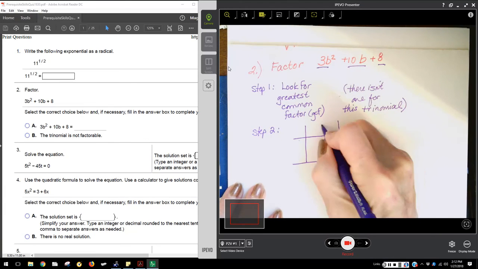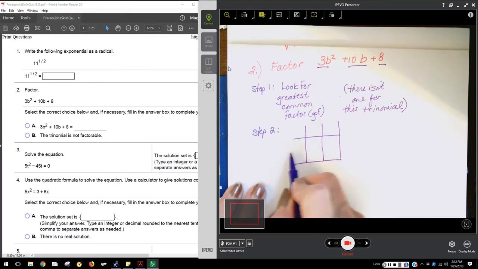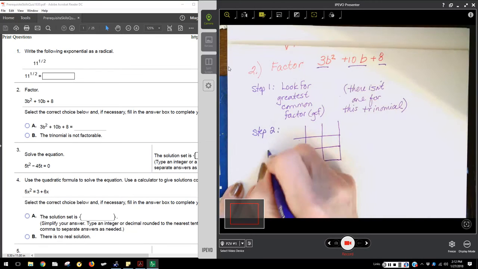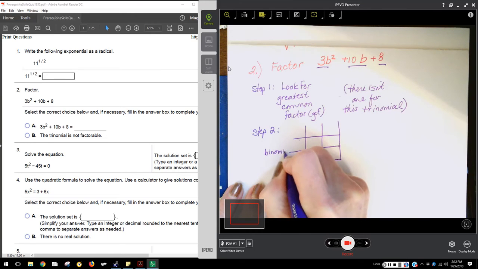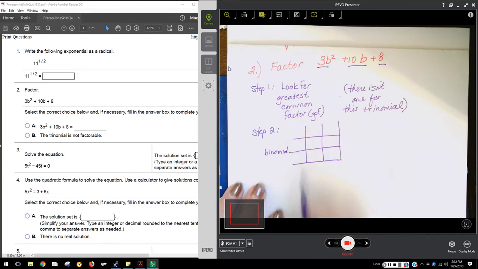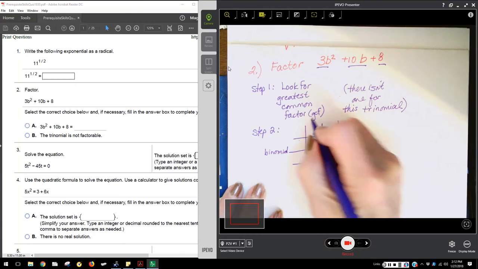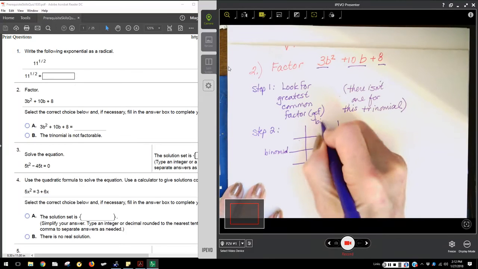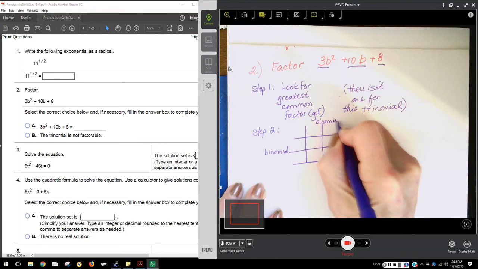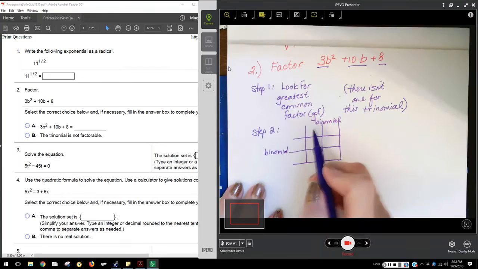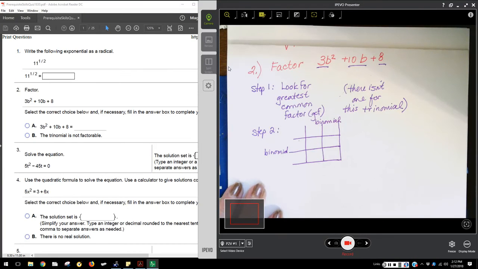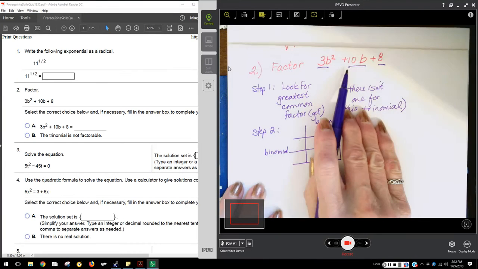Because when I ask you to factor this expression, what I'm asking you is: is there a binomial with 2 terms times another binomial with 2 terms that resulted in this trinomial?